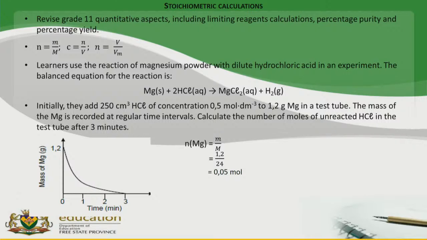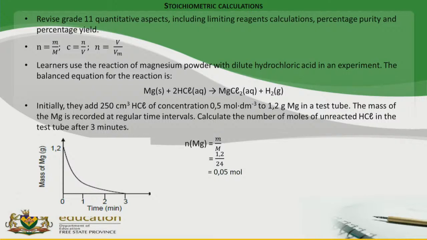Now they are telling you that the mass of magnesium that is used is recorded at regular time intervals. You can see in the graph, you started with a mass of 1.2 grams as was told in the statement, and the graph goes completely to the x-axis, which is 0. It means all of the magnesium reacts. It means magnesium is our limiting reagent. That would mean hydrochloric acid will be in excess.